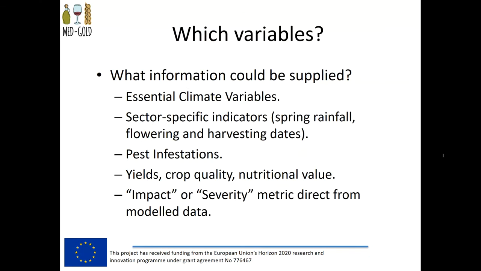And then one needs to think about which variables would be supplied when upscaling. It could be simple things like essential climate variables, temperature, rainfall. Is it going to be sector-specific indicators like spring rainfall and things along those lines? Is it going to be something requiring more sophisticated models, like levels of pest infestations or crop yields, quality, and so on? Or would it be something broader scale?